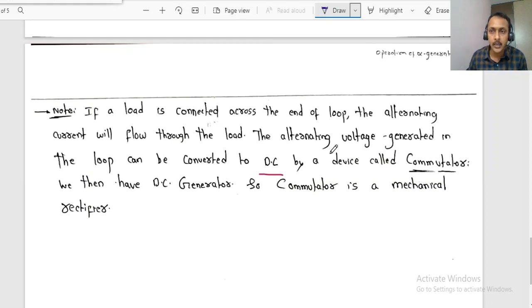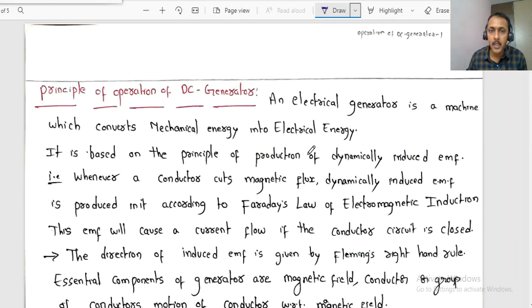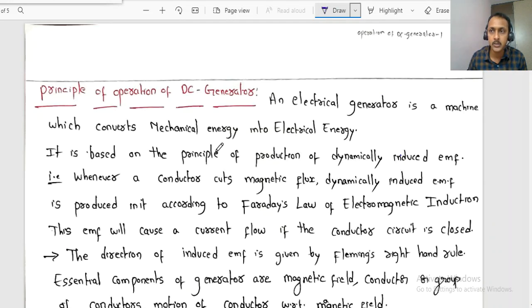So in this entire discussion, the important key points are: a DC generator is a device which converts mechanical energy into electrical energy, and it is based on the principle of production of dynamically induced EMF. This dynamically induced EMF is produced according to Faraday's law of electromagnetic induction, and the direction of the induced EMF is given by Fleming's right hand rule. The important thing is that there must be motion of the conductor with respect to the magnetic field. These key points should be highlighted while attempting a question on this topic.